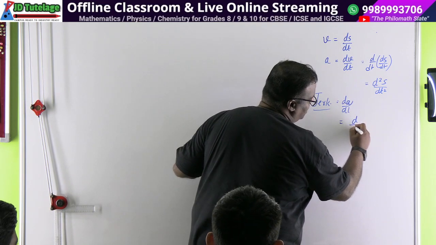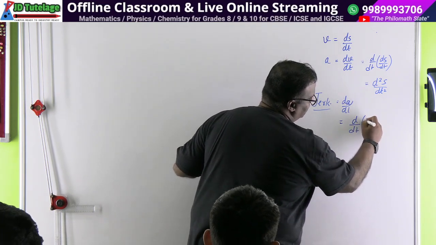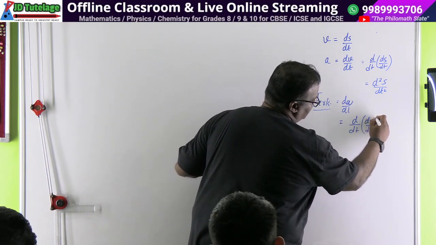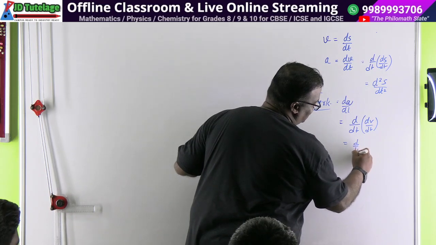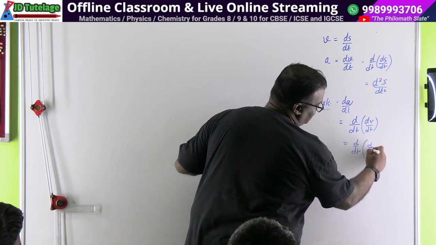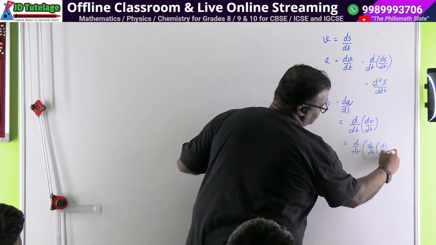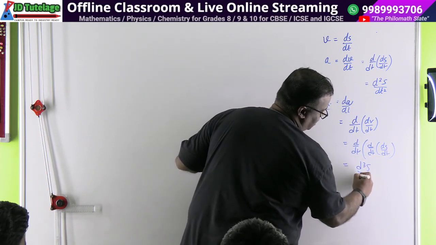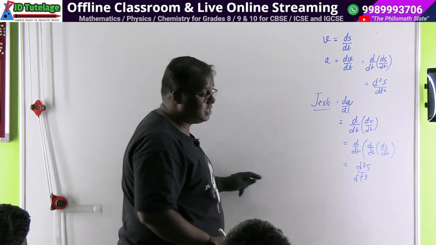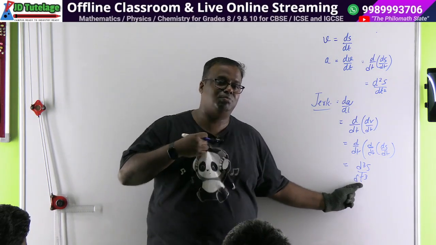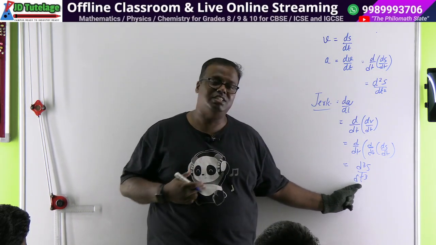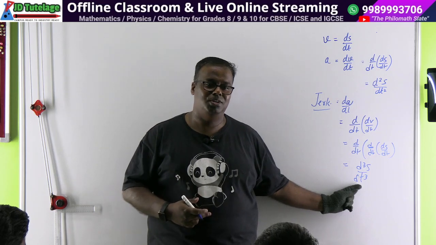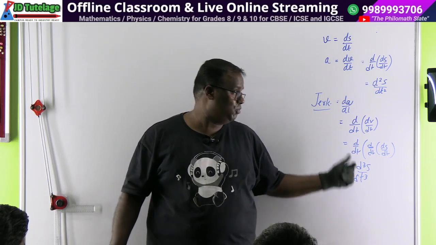So it should be d by dt of dv by dt, which should be d by dt of ds by dt. So it becomes d3s by dt cube. इसीलिए किसी के शर्ट में ग्राफिक प्रिंट रहता है, don't be a d3s by dt cube. Many people don't understand. और आपको बोल रहा है don't be a jerk.